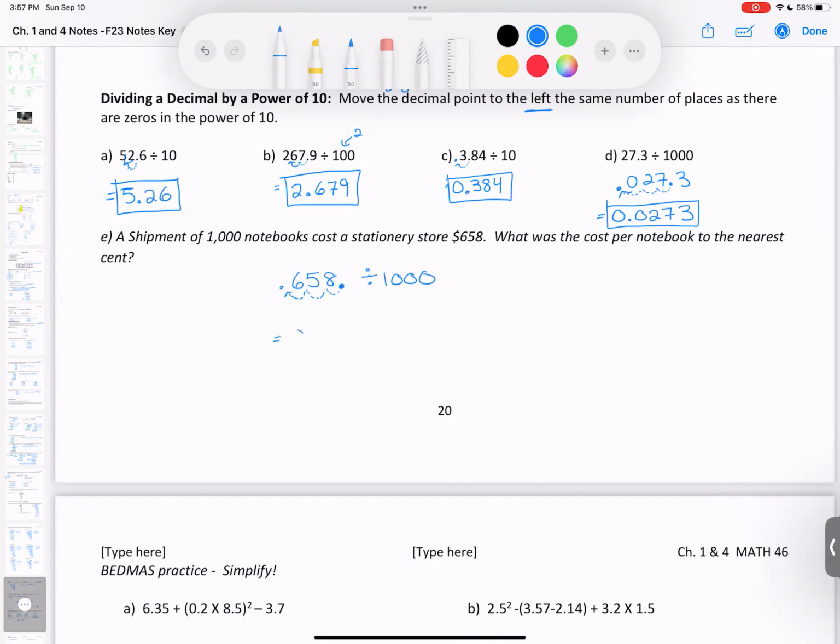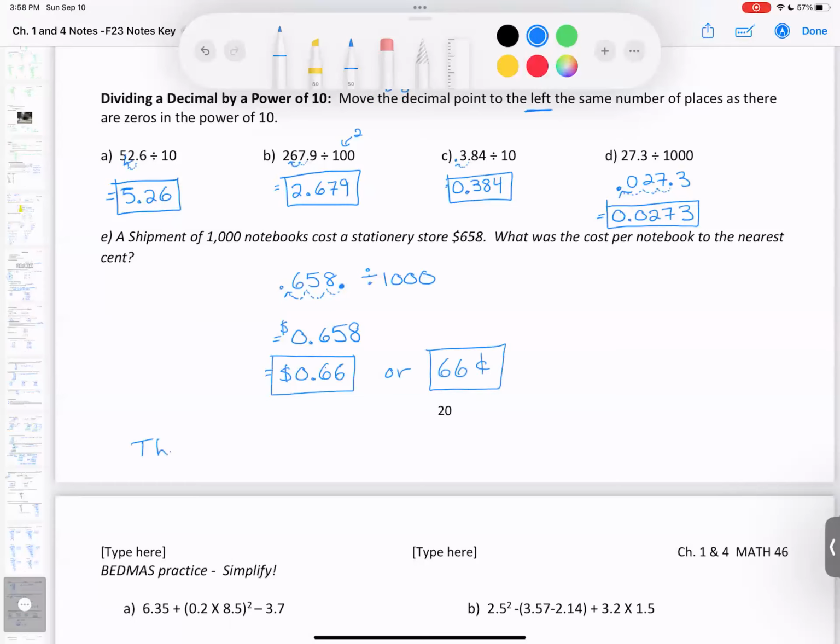And so we end up with 0.658. So our answer then, it's in dollars because our original question was in dollars. So our answer in dollars is 658 thousandths. Generally with money, we would round up to the nearest hundredth. So that would be 66 hundredths. Okay, and if you're paying cash, you would actually round to the nearest 5, but let's not worry about that right now. So we end up with 66 hundredths, or if you want, you could say that's the same thing as 66 cents.